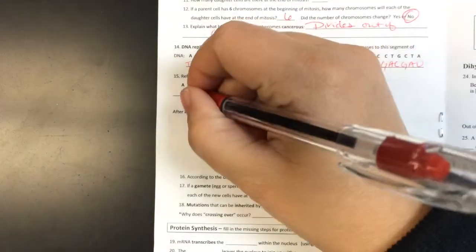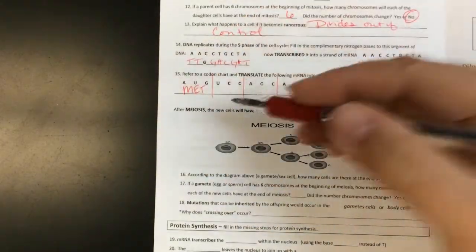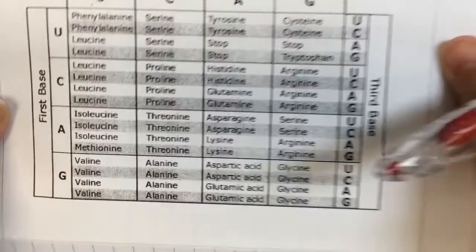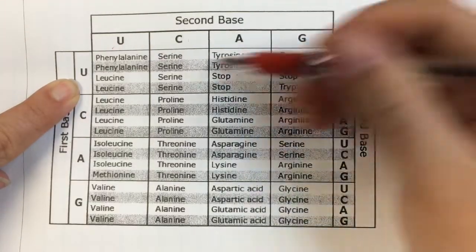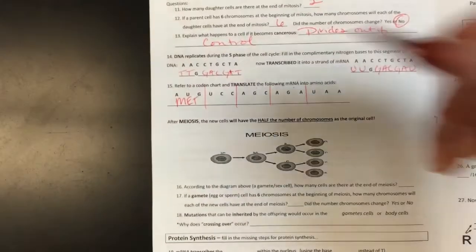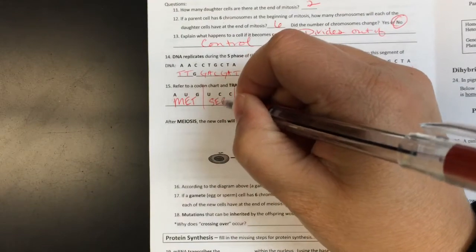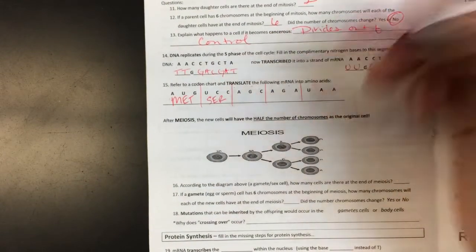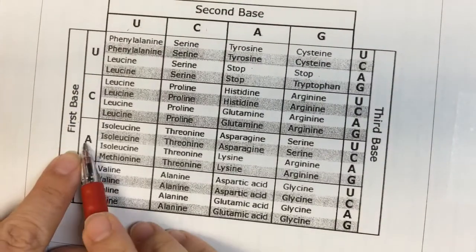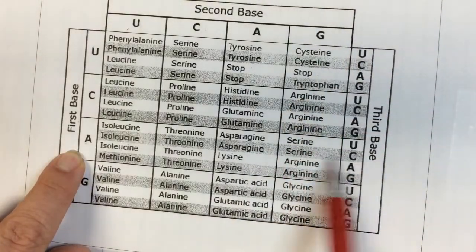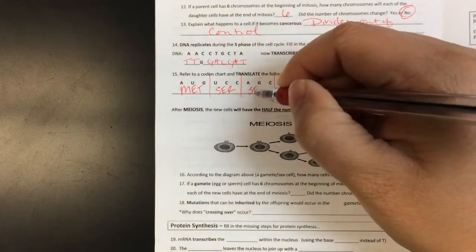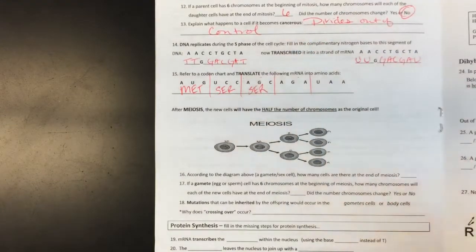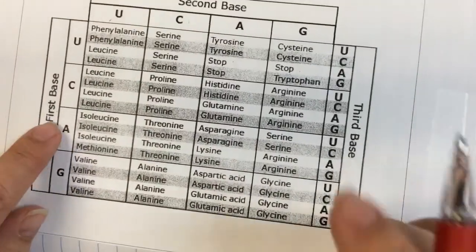So right here, I'm going to put MET. Next one is UCC. So let's see, we got U, we got C, and then another C. That's serine. So I'm going to put SER for serine. AGC, letter A, G, C. Oh, it's serine again. But notice we're using a completely different code and still getting serine. So you always got to check your codes.